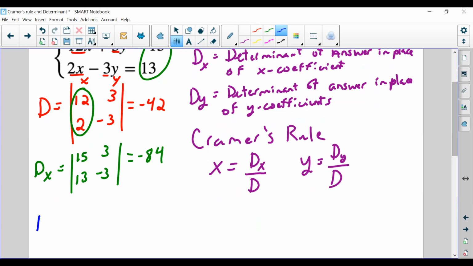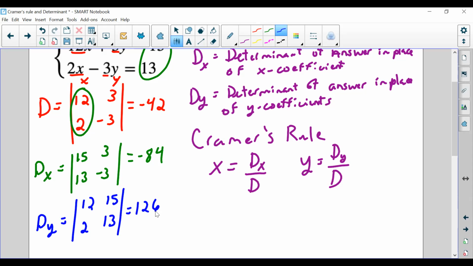Then we're going to have to set up D sub y. D sub y says I go back to my original D matrix, and I replace the y's this time. So x is still 12 and 2. I replace the y's with my answers. So that's going to be 15 and then 13. So that's going to be the matrix I set up. What was that? And that gives us 126.